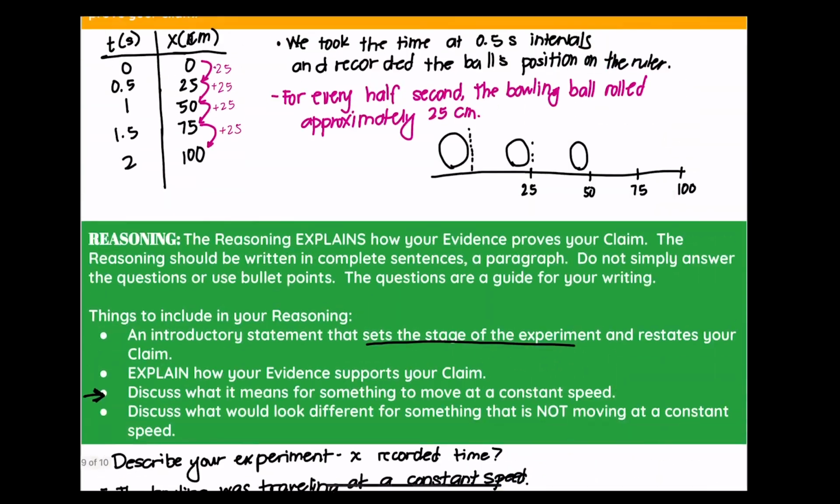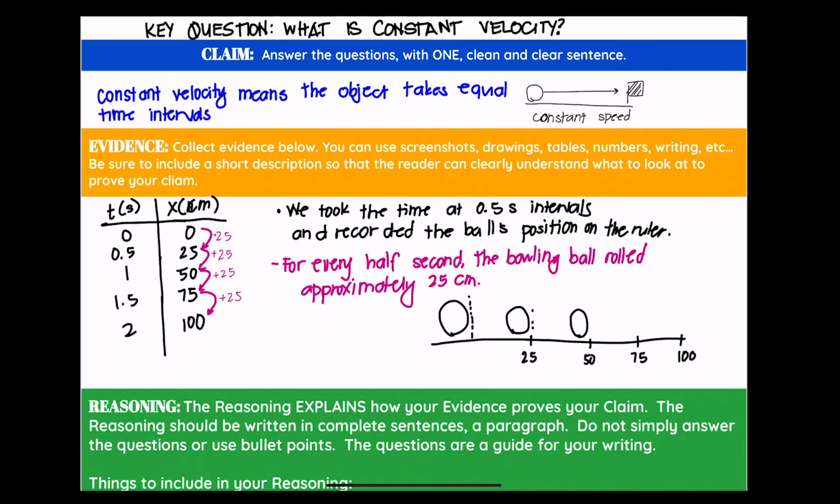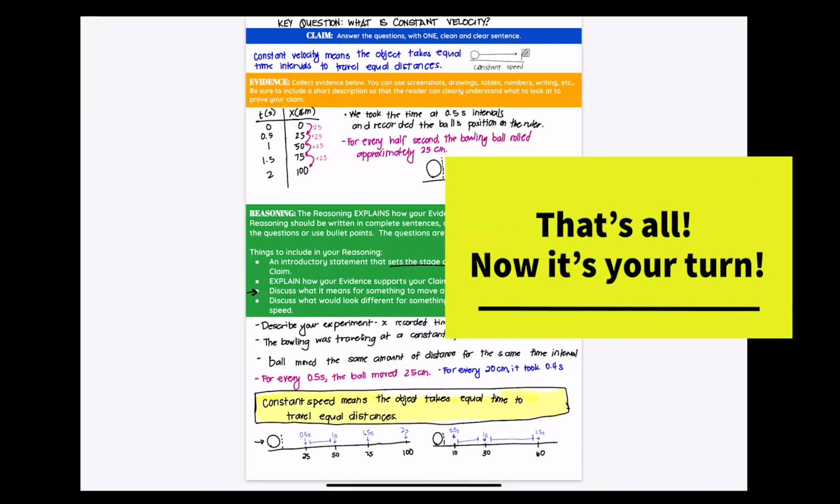So let's go back to our claim. What is constant velocity? So constant velocity means the object takes equal time intervals to travel equal distances. And hopefully your evidence and your reasoning should back all that up. So this would be your CER wrap up.